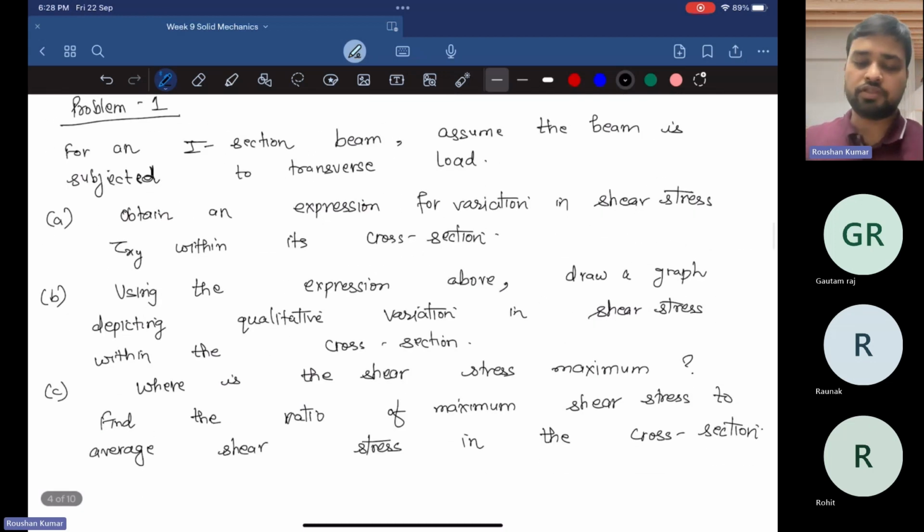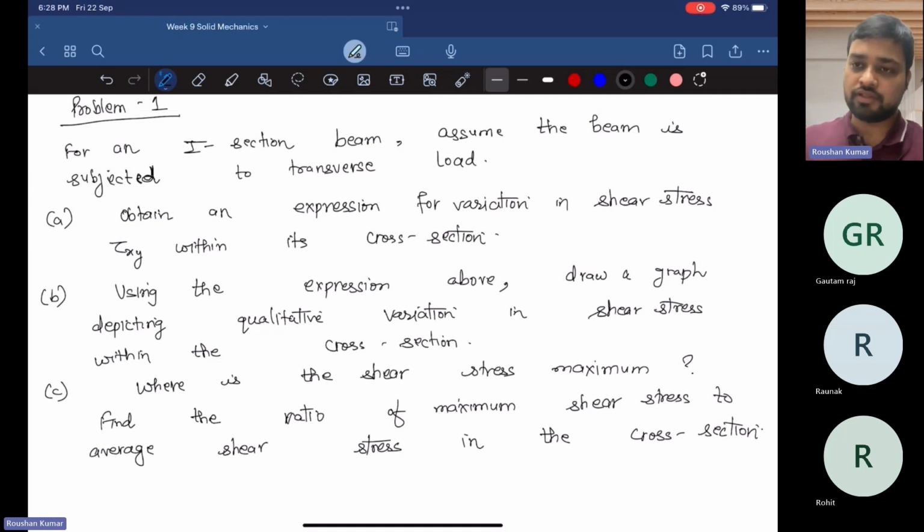So here we have a question. I am repeating once again. The question is, for an I section beam, assume the beam is subjected to transverse load. So we have a beam and the beam is subjected to transverse load. Obtain an expression for the variation in shear stress tau xy within its cross section.